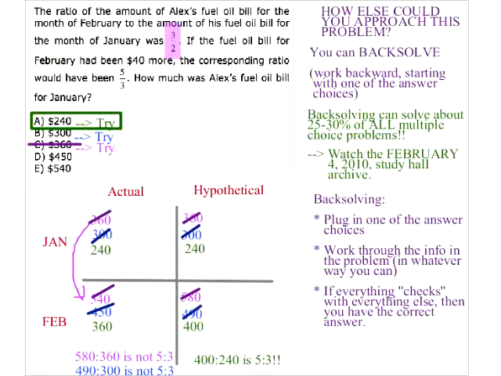Now, let's talk about a couple of comments about backsolving. The first comment is this. So 2 questions that people asked about backsolving. The first question is this one.